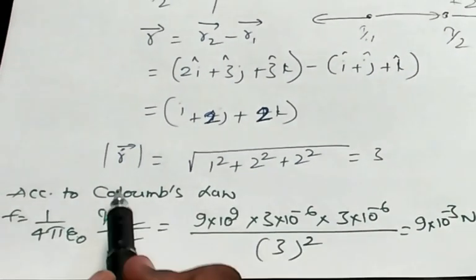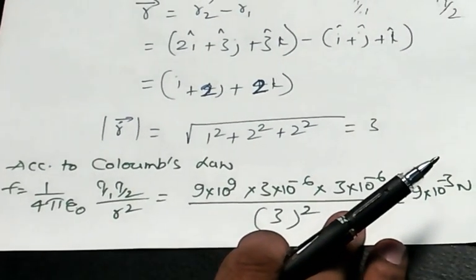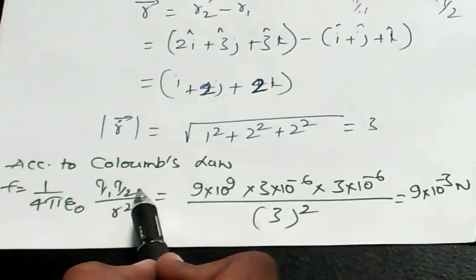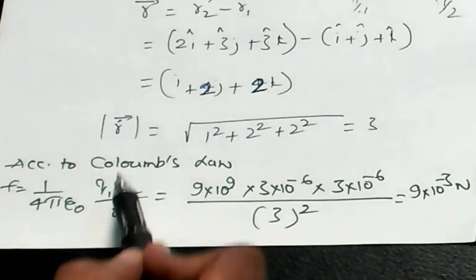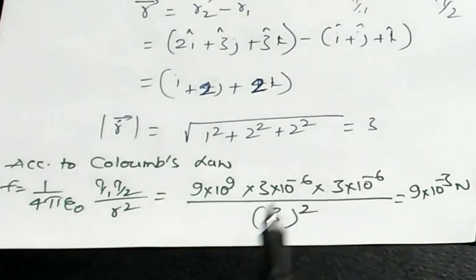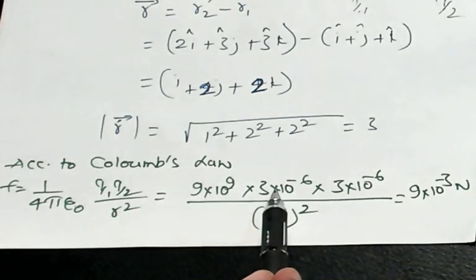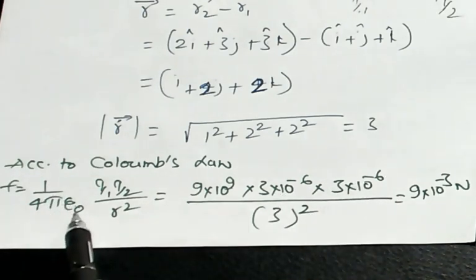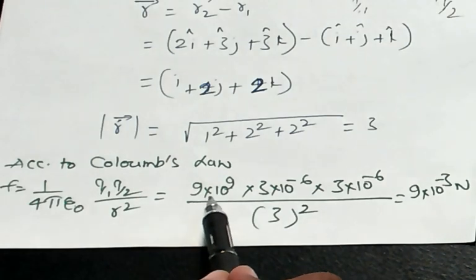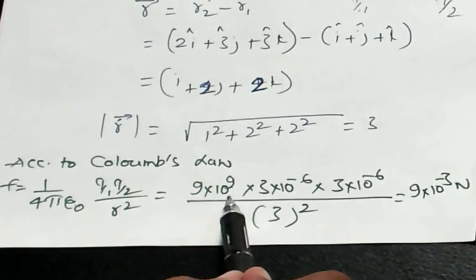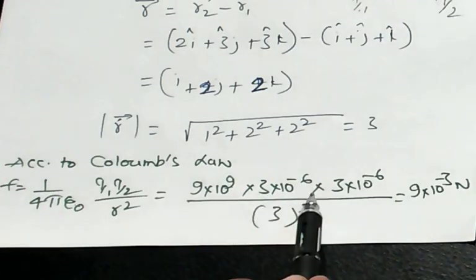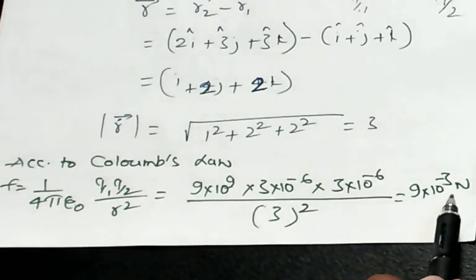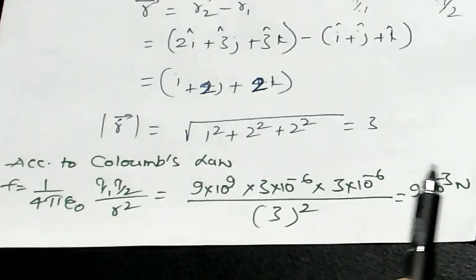Now, according to Coulomb's law, to calculate the force, what do you require? 1 by 4 pi epsilon naught, Q1 into Q2 divided by R square. Did we get the magnitude of R? Yes, we got 3, right? Q1 was already given, 3 into 10 to the power of minus 6, and 3 into 10 to the power of minus 6. And do you know 1 by 4 pi epsilon naught? Yes, it is 9 into 10 to the power of 9. So 9 into 10 to the power of 9 into 3 into 10 to the power of minus 6 into 3 into 10 to the power of minus 6 divided by 3 square. That is equal to 9 into 10 to the power of minus 3 newtons is the answer.